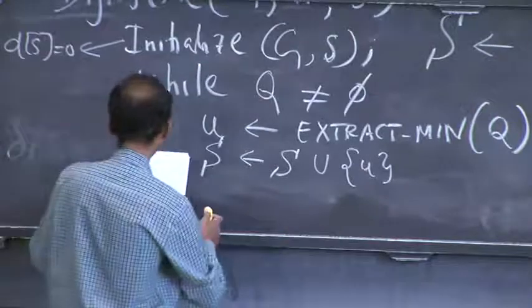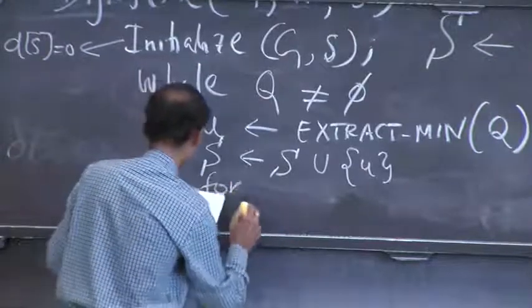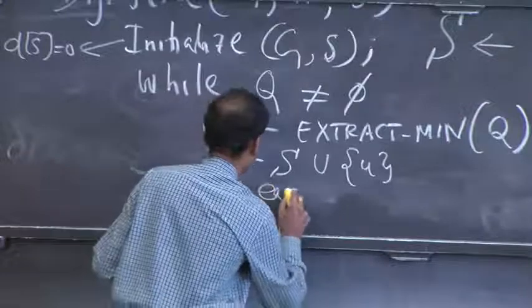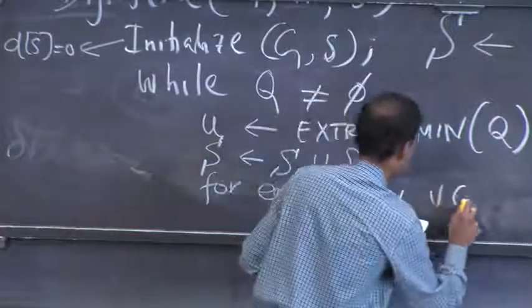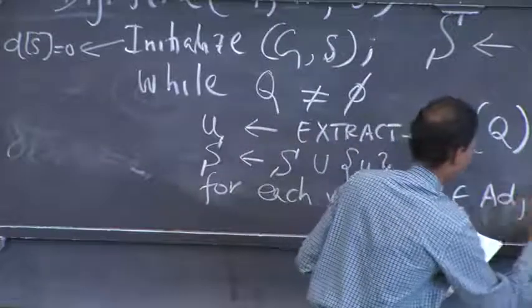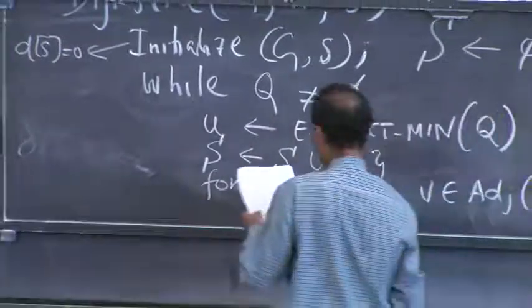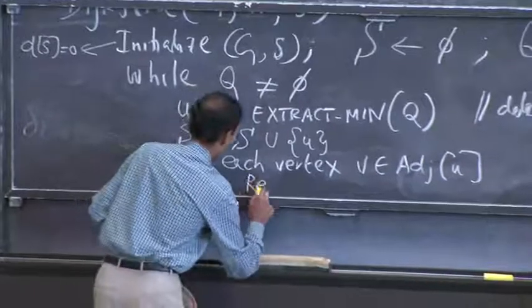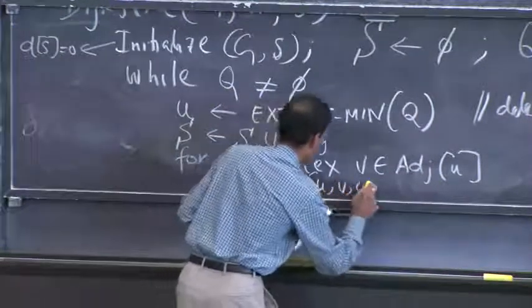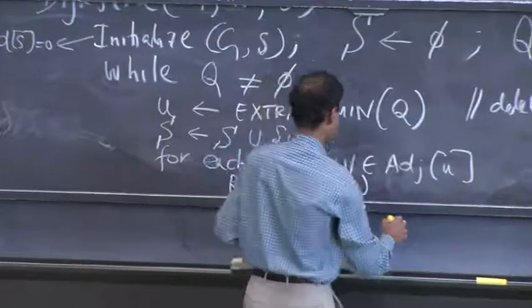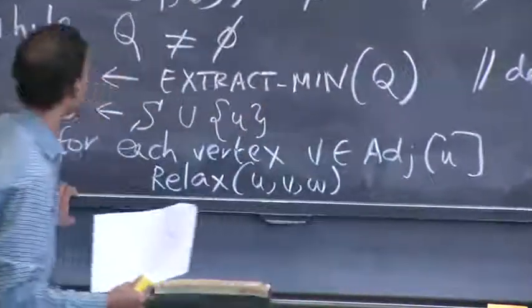And then all we have to do is relax the edges from the vertex that we just added. So for each vertex v belonging to the adjacency list of u, the vertices you can reach from u, we relax (u, v, w). All right, that's it. That's Dijkstra.